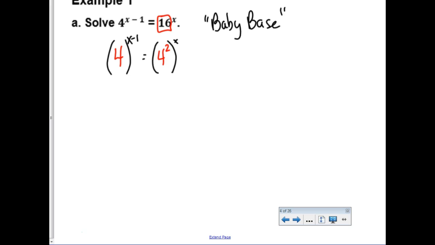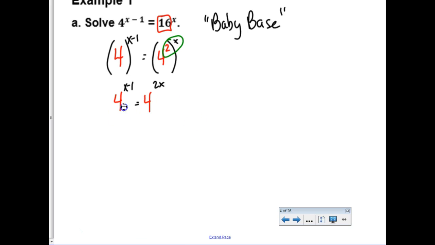So now you got to use your properties of exponents from Algebra 2. And it says when you have a power raised to another power, the way you combine them is you multiply them together. So what you really have in this question is 4 to the x minus 1 power equals 4 to the 2x power. It's probably already done for you, isn't it? Here I am walking through it.